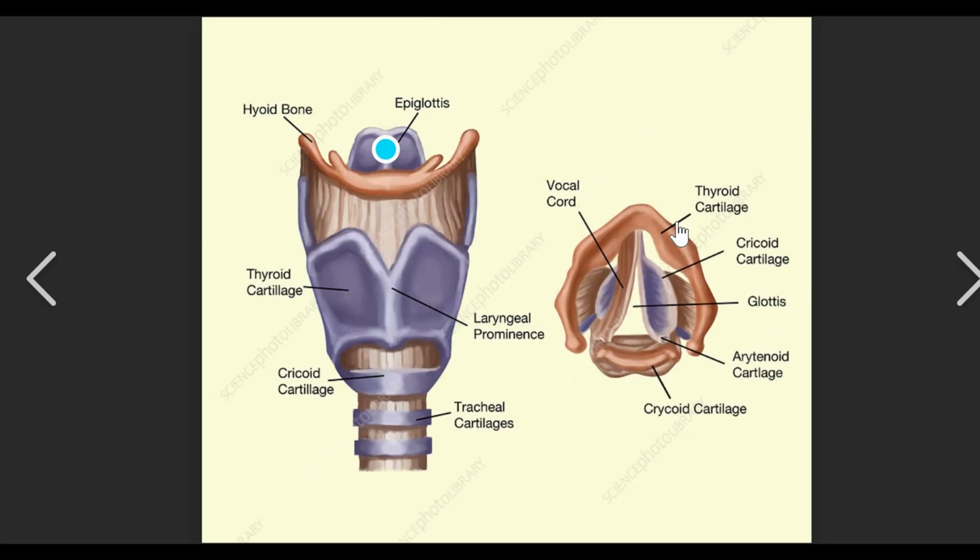If you look at the superior view, this is the thyroid cartilage, cricoid cartilage, and inside the larynx there is vocal cord. That's the reason larynx is also called voice box, because as air passes through this vocal cord, it vibrates and produces sound. And space between this vocal cord is called glottis. So through the larynx, air enters into trachea.